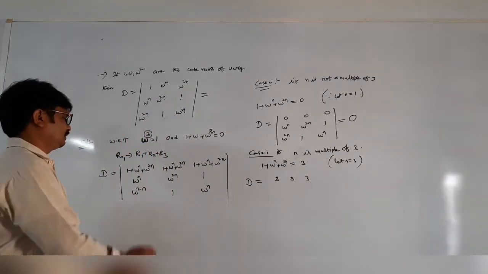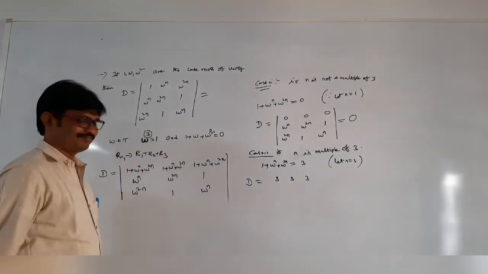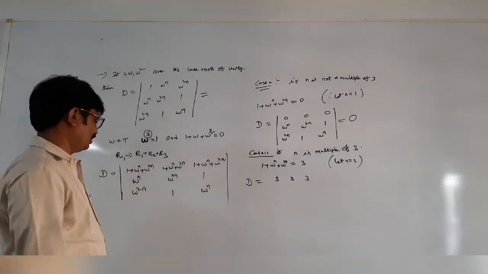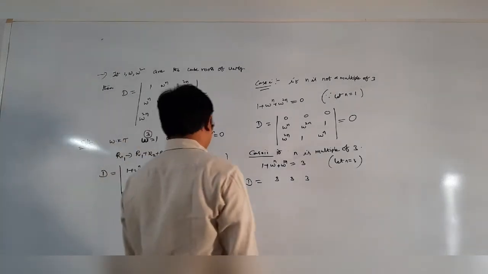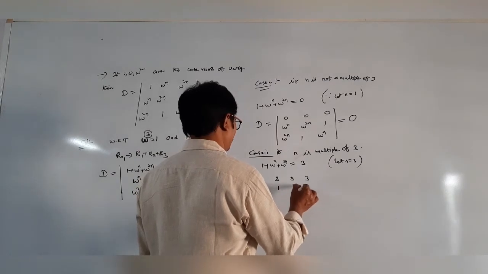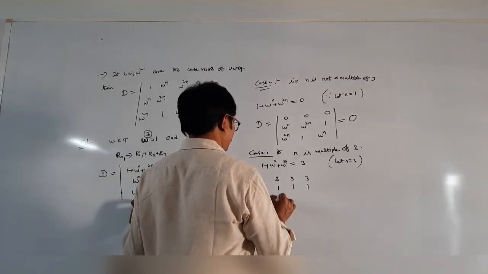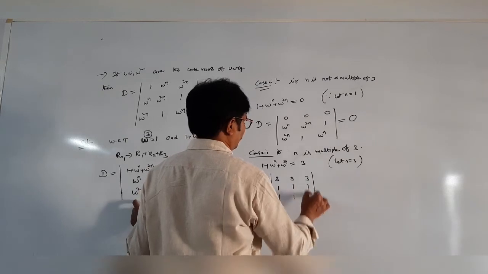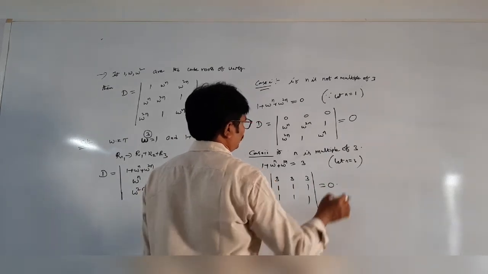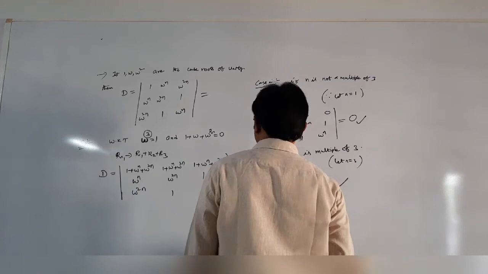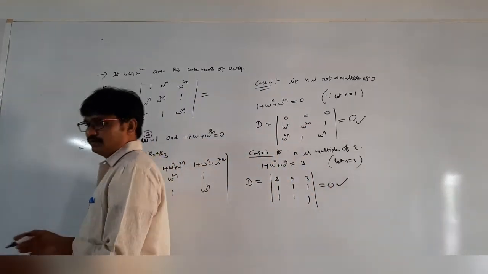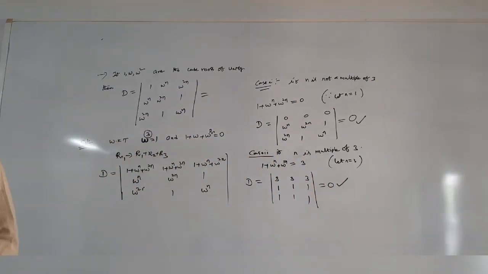So the rows are 1, 1, 1. It is a multiple of 3, undoubtedly 1, 1, 1. So this is also 1, 1, 1. The determinant of this one is also 0. In both cases, what is the solution? 0. Write it down students, the required answer is 0. If n is not a multiple of 3 and n is a multiple of 3, in both cases the determinant equals 0.